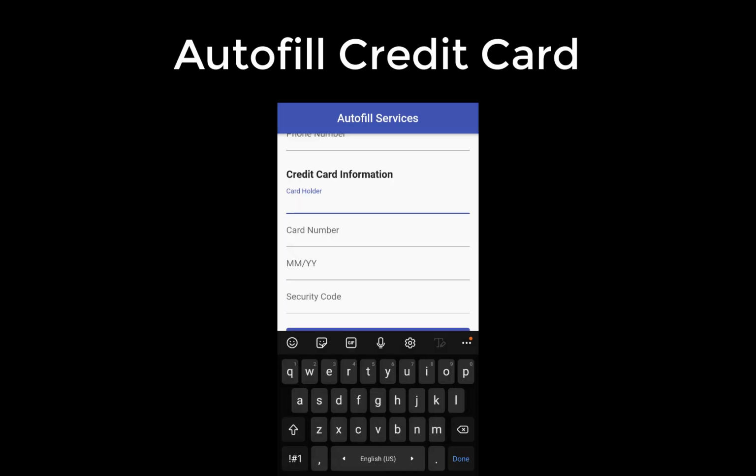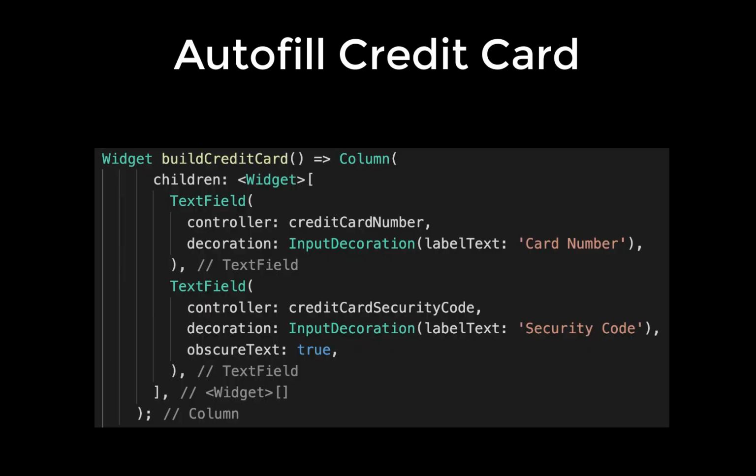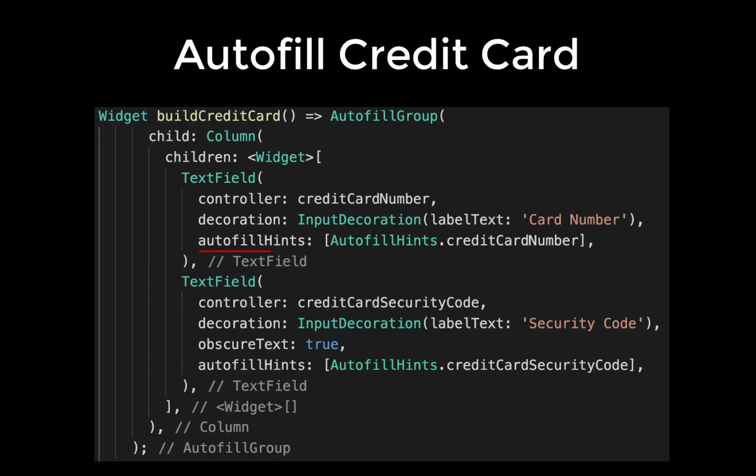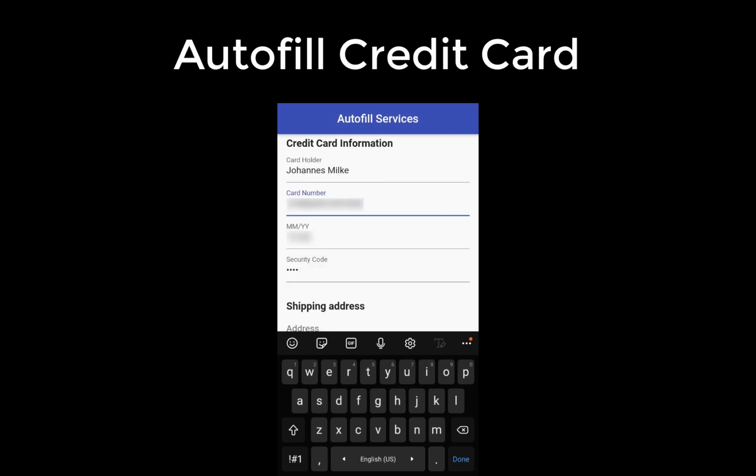Next, we want to autofill the user's credit card information. Therefore, add two text fields with the card number and security code, and also add the hints credit card number and credit card security code. Again, like before, wrap an autofill group widget around both fields to ensure that related fields are autofilled together with a single tap. With this, a dialog will pop up with all the user's credit cards inside.